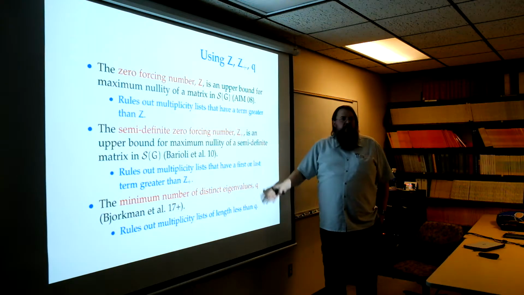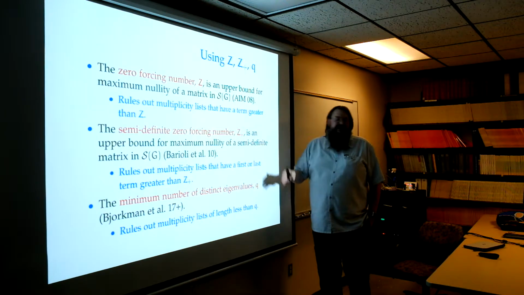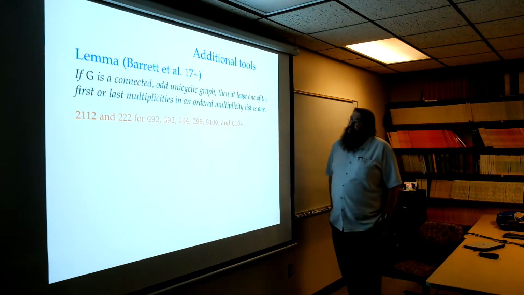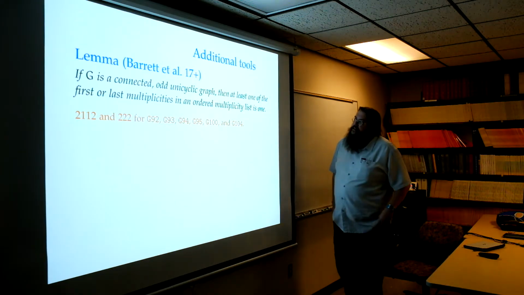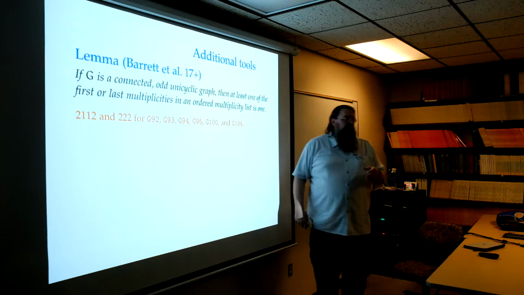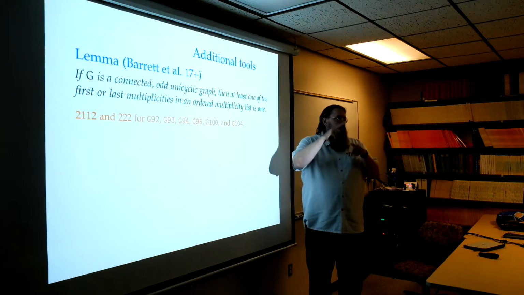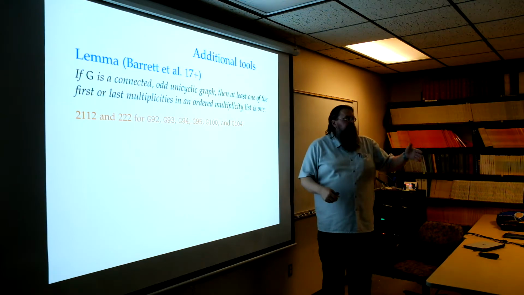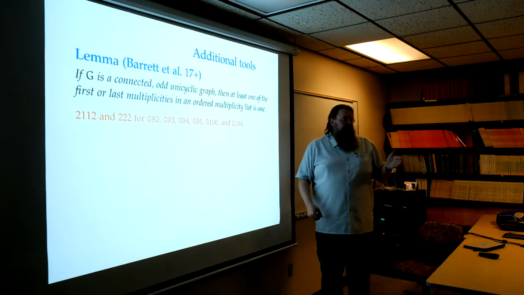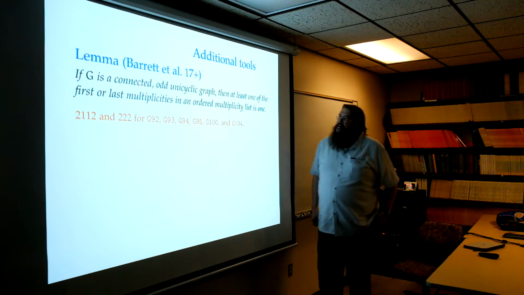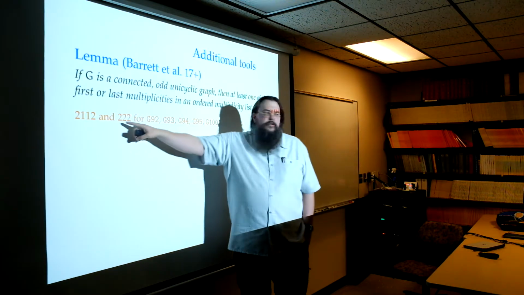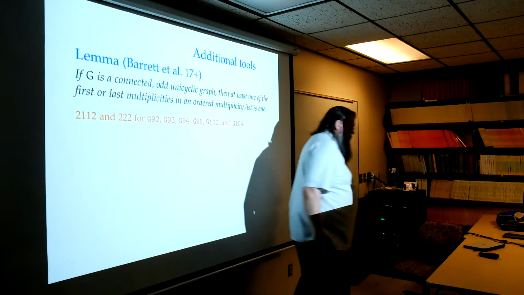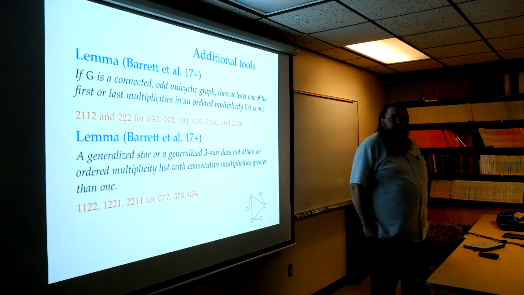So some very simple things can rule out most things which aren't attainable, not everything. There are a few other things that we need. Here are two of them. If you have a graph which is connected, odd unicyclic, well, that means one cycle, and it has a cycle that's an odd length cycle, then at least one of the first or last multiplicities has to be 1. This follows from Perron-Frobenius. So for instance, I can't have a 2, 2, 2 if I'm odd unicyclic, because both the first and the last are not 1. And there is a similar result, a little bit more technical.